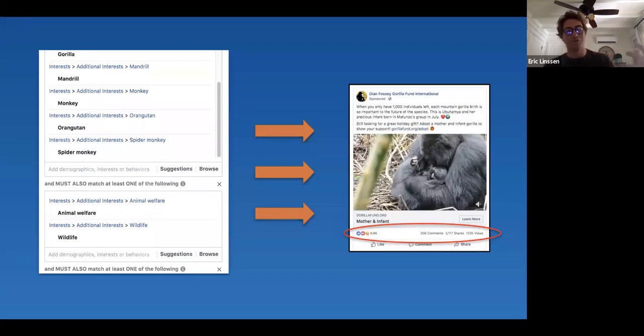wanted to target people who had an interest in animal welfare, and then also who cared about gorillas and monkeys specifically. And so in the interest targeting tool of Facebook, you can target people who are interested in gorillas or monkeys or orangutans, and must also be interested in animal welfare. And you can go as targeted and niche with this as you want.